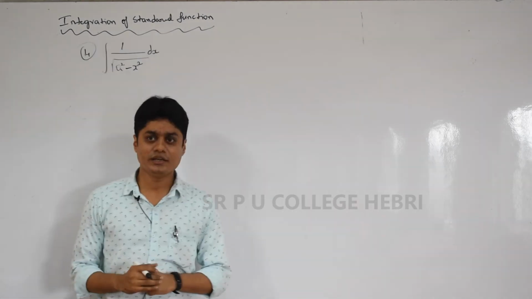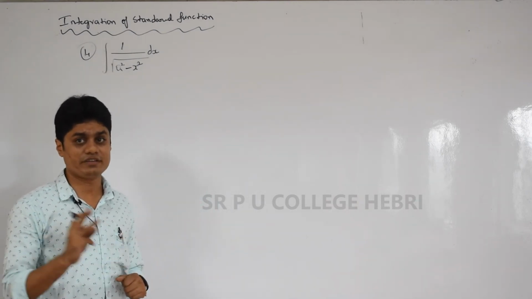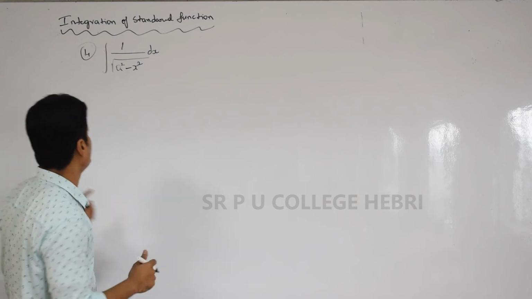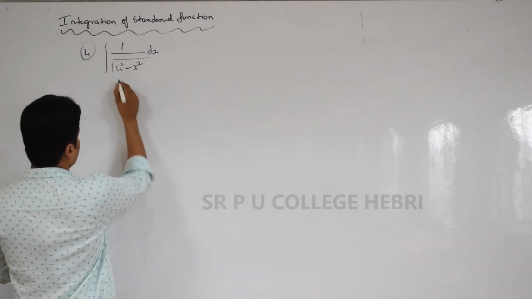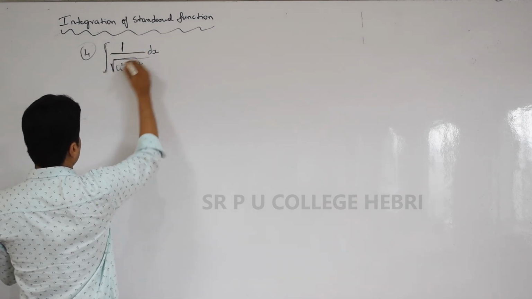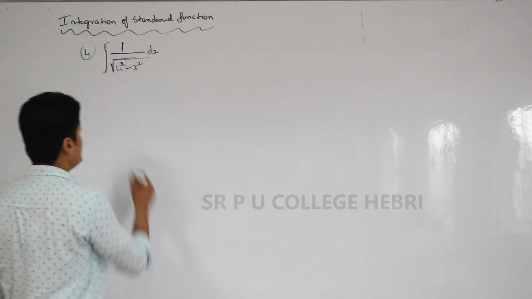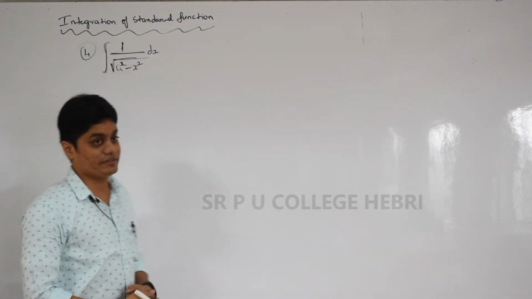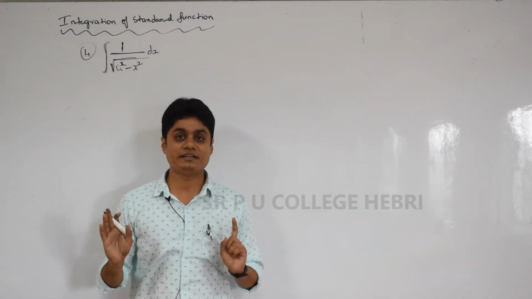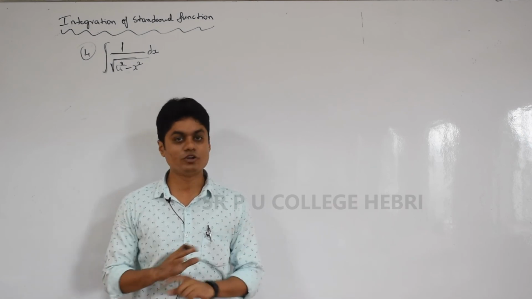Okay, and again it is an important derivation. I told 6 derivations are there, so already we completed 3. This is the 4th one, and very important again: integration of 1 by root of a square minus x square. As I told in the previous part, whenever a square minus x square comes, definitely it will be using the substitution method. There are no other options.